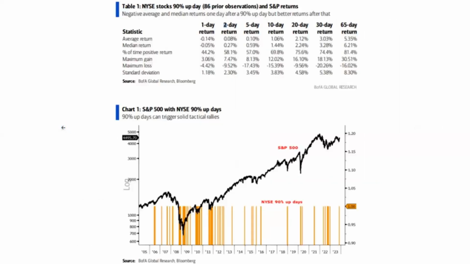Right here, we have a table showing you the New York Stock Exchange returns when 90% of stocks have an up day. What does this mean? It means that 90% of stocks in the New York Stock Exchange were green. That's what we experienced on the last CPI print. And if you take a look, 30 days out, the average return is 3%. 65 days out, the average return is 5.35%.